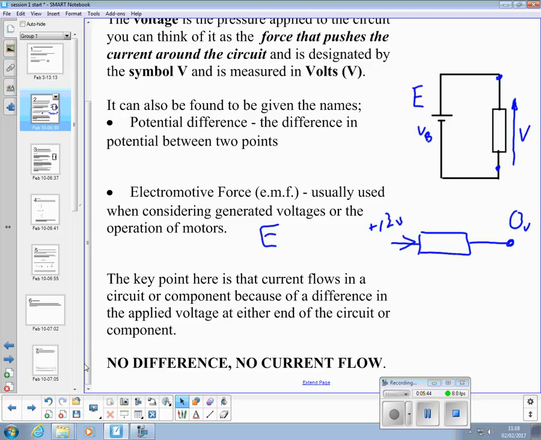There's a lot of maths in this module, but if you understand the underlying electrical principles of what makes current flow, what stops current from flowing, and so on, the maths becomes much easier. So no potential difference, no difference in voltage, no current flow in the circuit. Everybody happy with that? Have you got your notes you want from it?